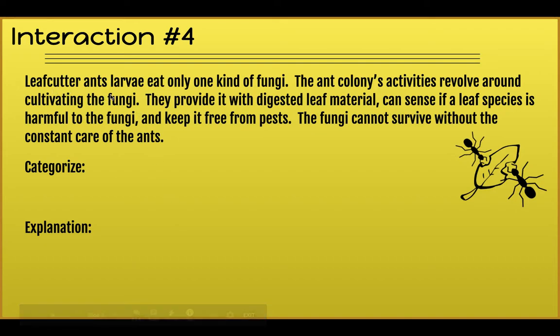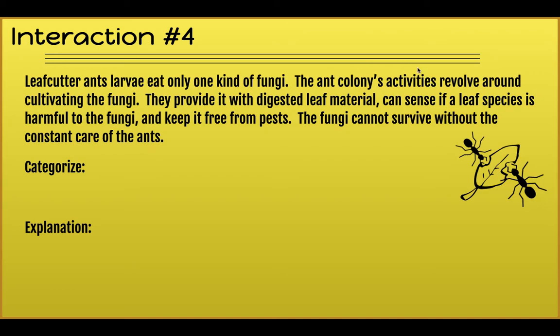All right, leafcutter ants' larvae eat only one kind of fungi. Okay, so the larvae of the leafcutter ant eats only one kind of fungi. So mushroom, think, a fungus. That's not the only fungi, but the ant colony's activities revolve around cultivating or taking care of the fungi. So everything that the ant colony does revolves around taking care of the fungi. They provide it with digestive leaf material, and can sense if a leaf species is harmful to the fungi, and it keeps it free from pests.